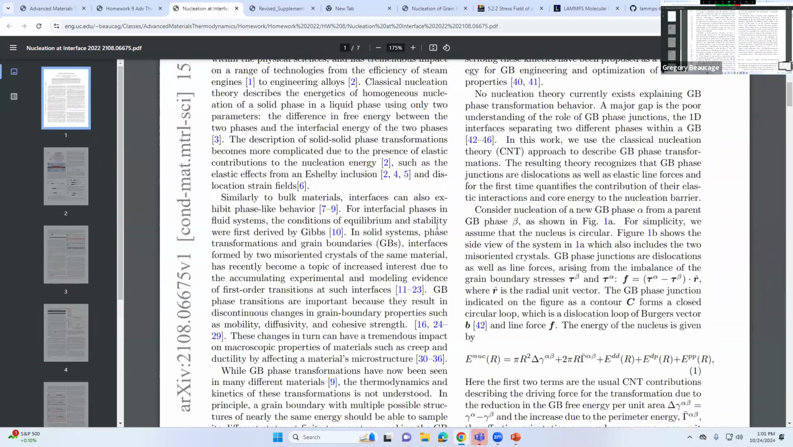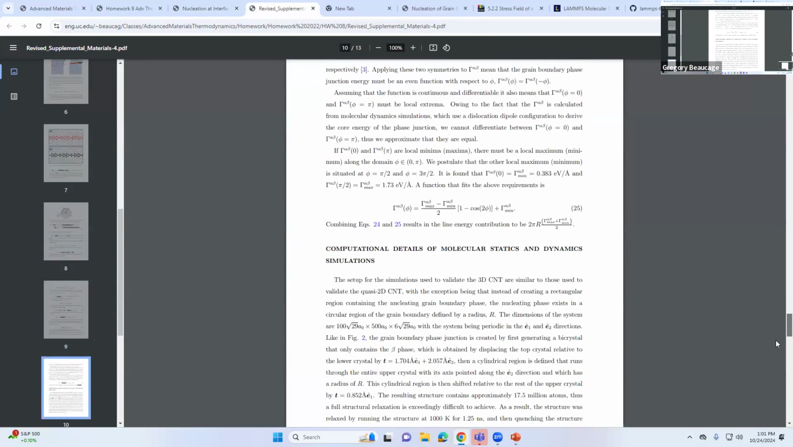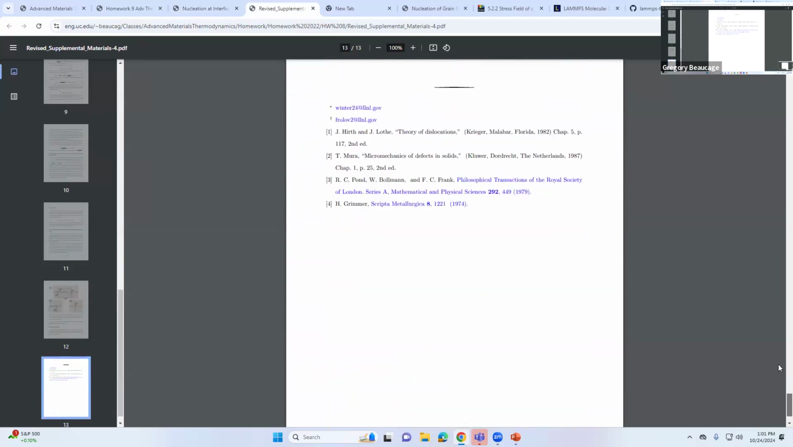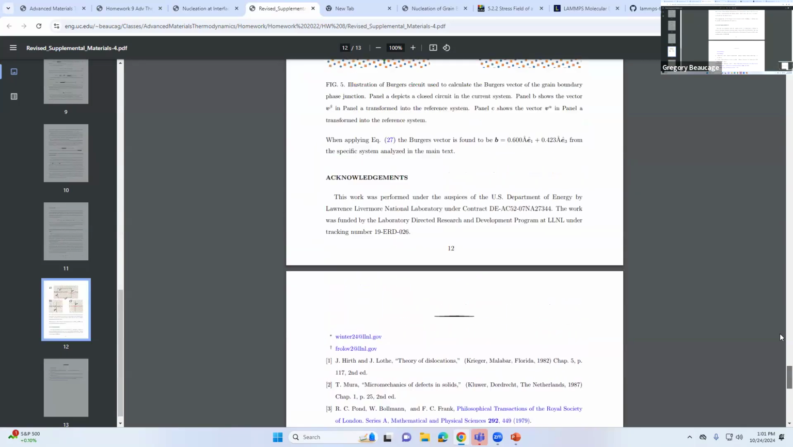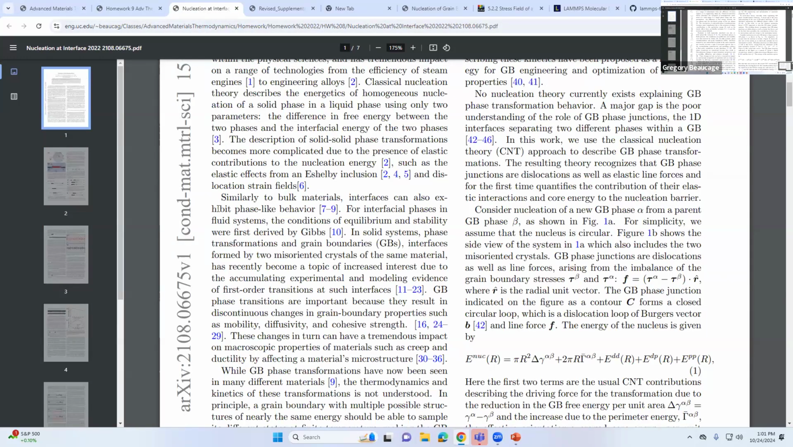But when people do that, they get around it by having a supplemental file, right? The supplemental is a lot of pages. I don't know how many, but you can see it goes on longer than the paper. There are 12 pages of supplemental and 3 pages of paper, right? So it's basically kind of a cheat, in a sense.